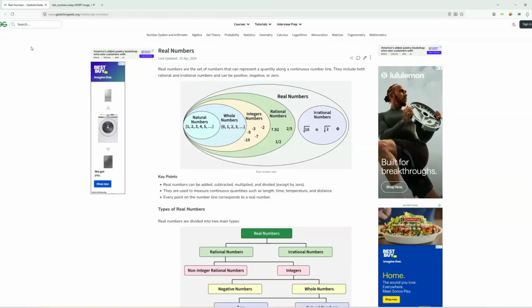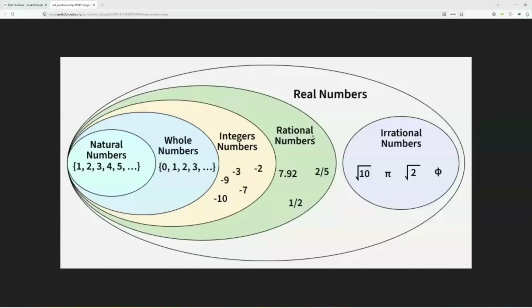Now the website geeksforgeeks.org has a nice Venn diagram for the real numbers. The real numbers consist of both rational and irrational numbers. The rational numbers contain the integers, and the integers contain what are called the whole numbers, which are the natural numbers together with 0, and the whole numbers contain the natural numbers.